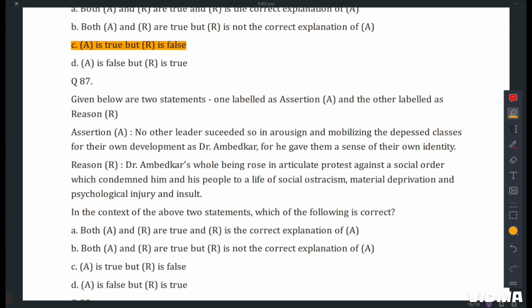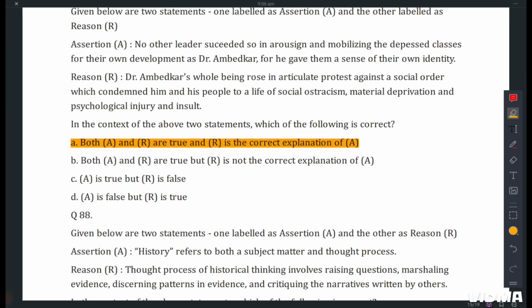Question number 87. No other leader succeeded so in arousing and mobilizing the depressed classes for their own development as Dr. Ambedkar, for he gave them a sense of their own identity. Dr. Ambedkar's whole being rose in articulate protest against the social order which condemned him and his people to a life of social atrocity, material deprivation and psychological injury and insult. Both A and R are true and R is the correct explanation of A. उनके साथ में ये सब injustice हुए थे, इसलिए उन्होंने लोगों को सिखाया, उन्हें बोला कि आप खुद मोबिलाइज हो, खुद पढ़ो लिखो, एंड देन आवाज़ अपनी बढ़ाओ.